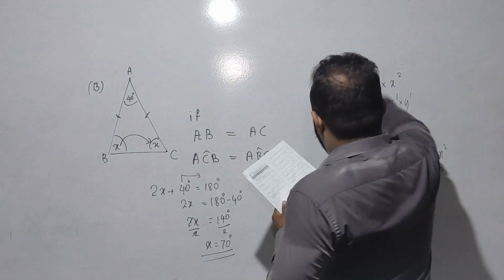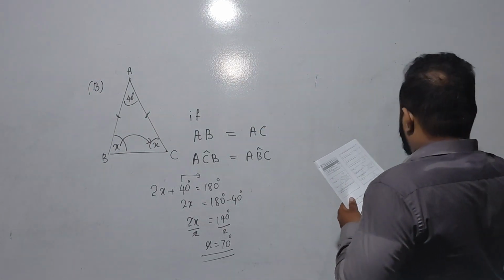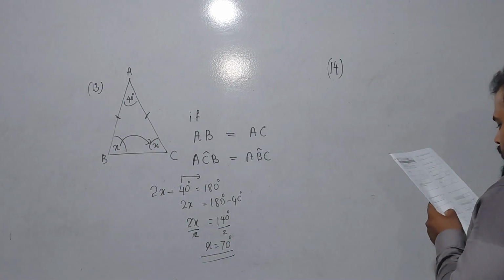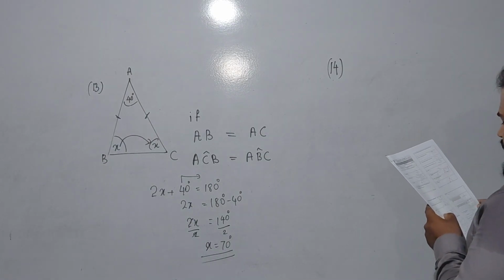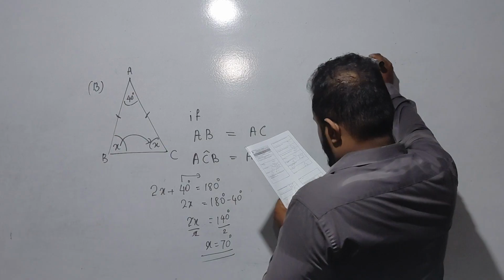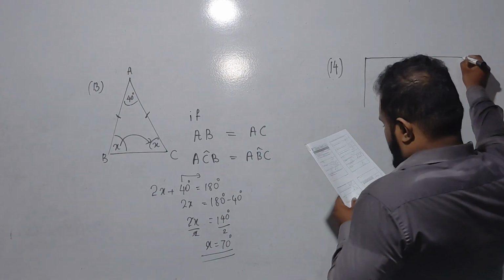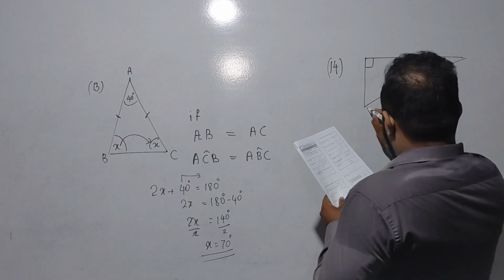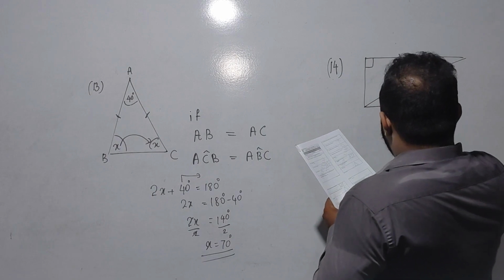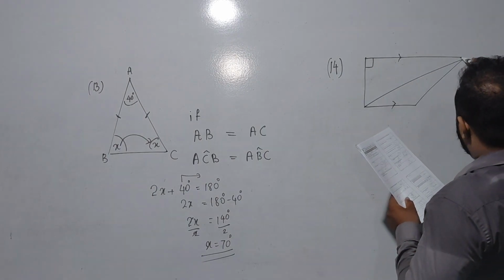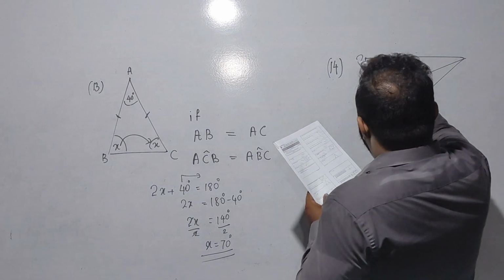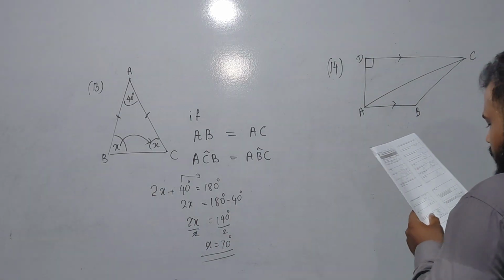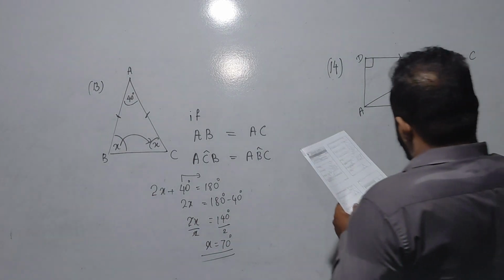Question number 14. The area of triangle ABC is 15. Find the length of AD. This angle is a right angle and they have given a parallel symbol. DC parallel to AB. They are asking about the length of AD.